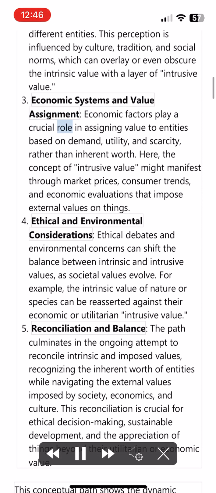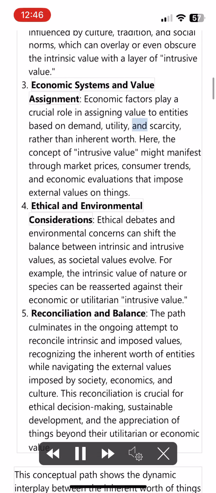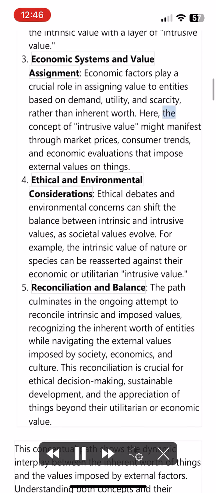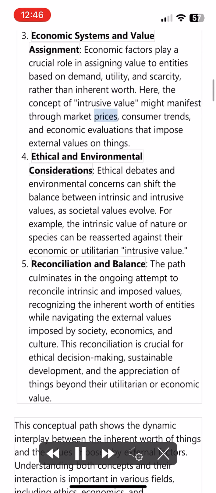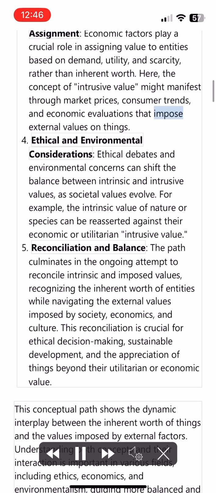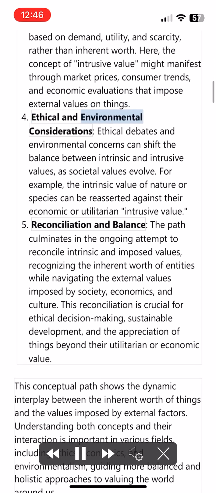Economic factors play a crucial role in assigning value to entities based on demand, utility, and scarcity, rather than inherent worth. Here, the concept of intrusive value might manifest through market prices, consumer trends, and economic evaluations that impose external values on things. Ethical and environmental considerations.